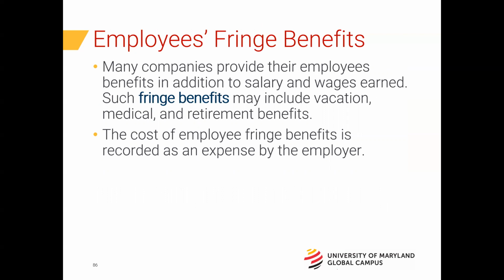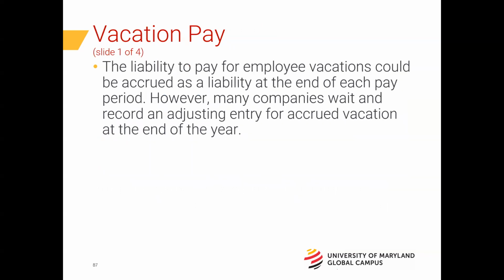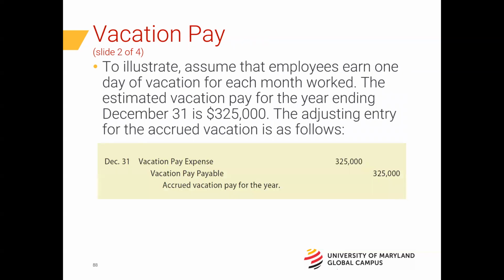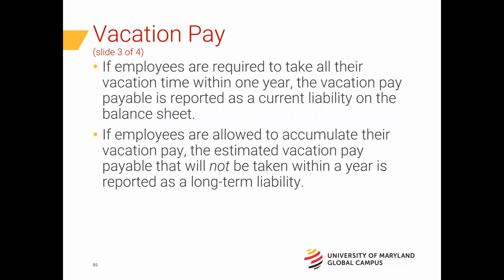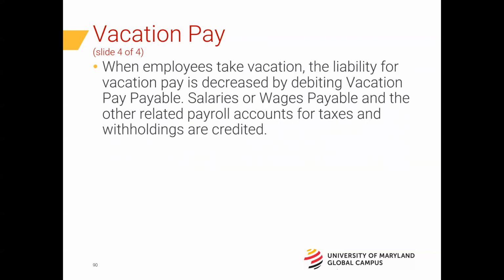Employees also receive fringe benefits that the employer pays, such as vacation pay. When vacation pay is accrued, we debit vacation pay expense and we credit vacation pay payable. Typically we do that every 2 weeks, just like everything else. When the employee actually takes their vacation pay, then we debit vacation pay payable and credit cash to the employee.